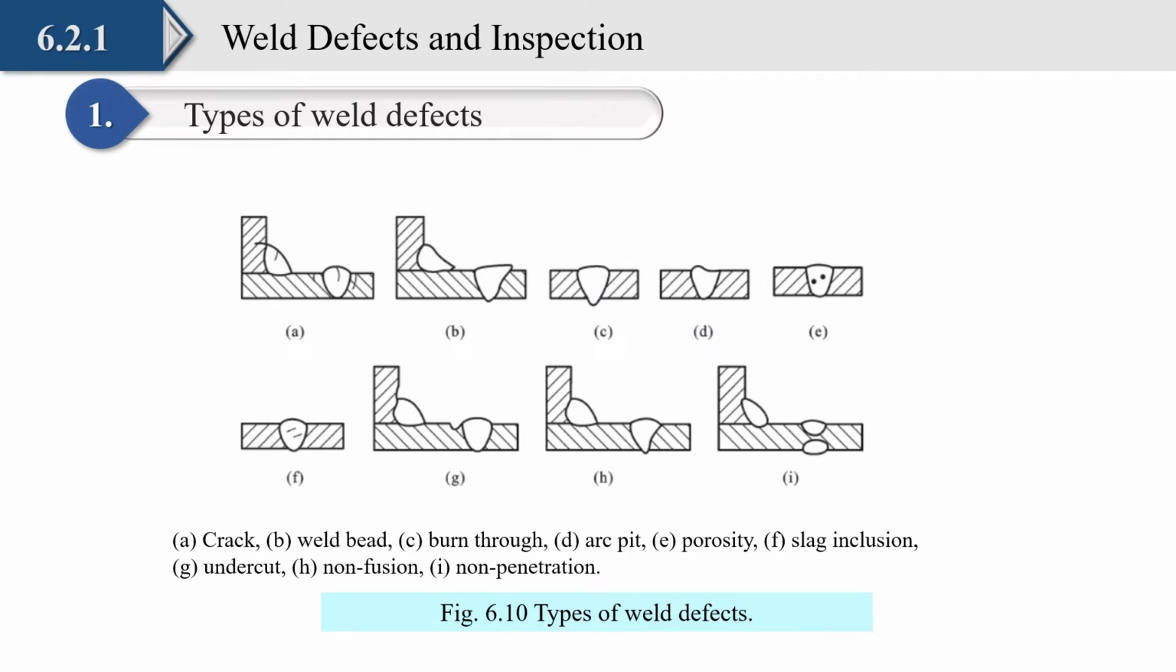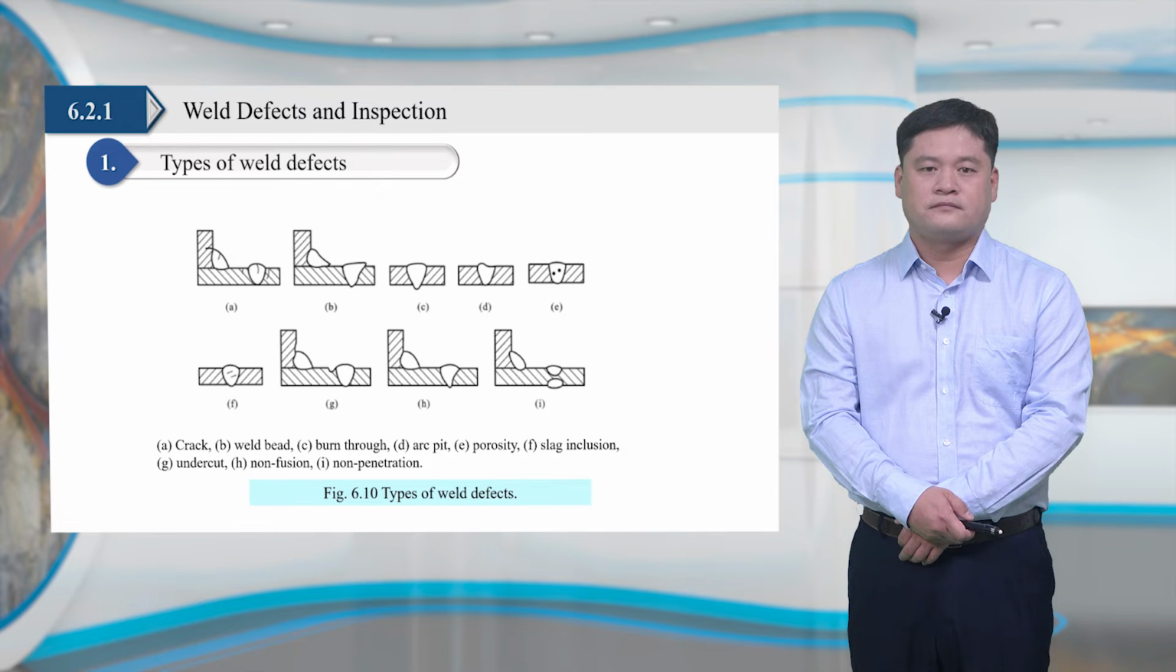Weld defect refers to the defect on the surface or inside of the steel, in the weld metal or the heat affected zone during the welding process. Common weld defects include crack, weld head, burn through, arc pit, porosity, slag inclusion, undercut, non-fusion, non-penetration, etc. Crack is the most dangerous defect in welding joint.